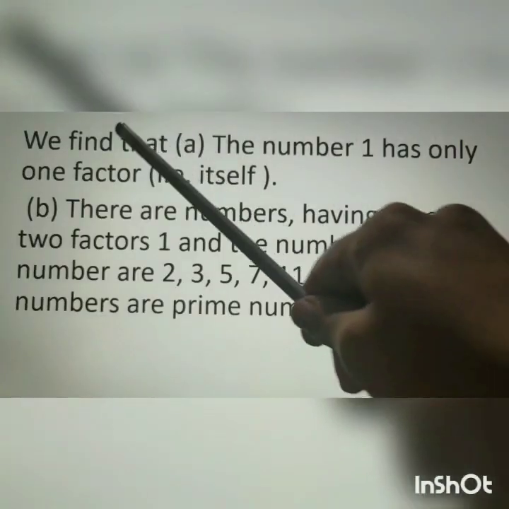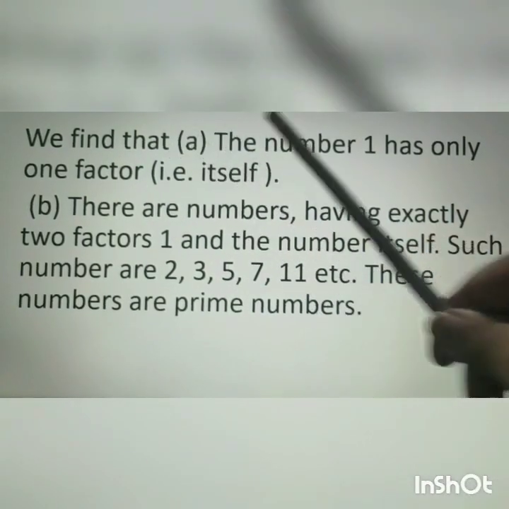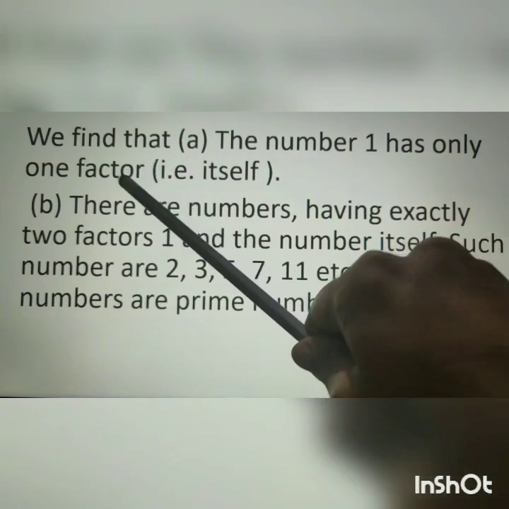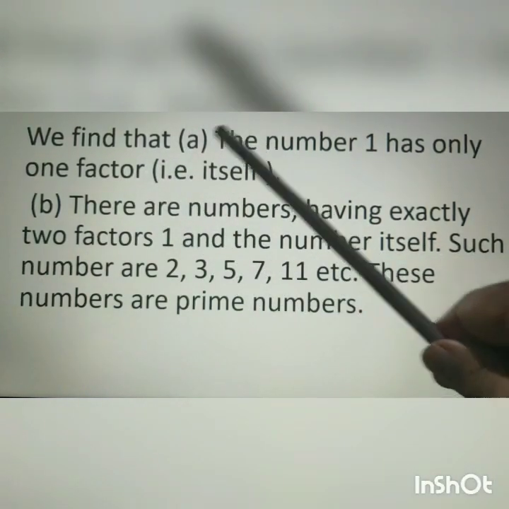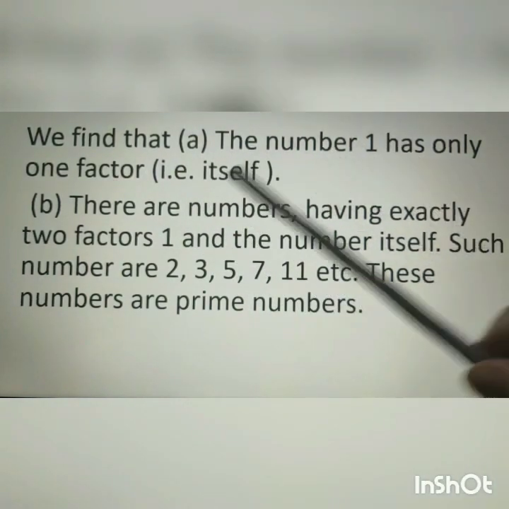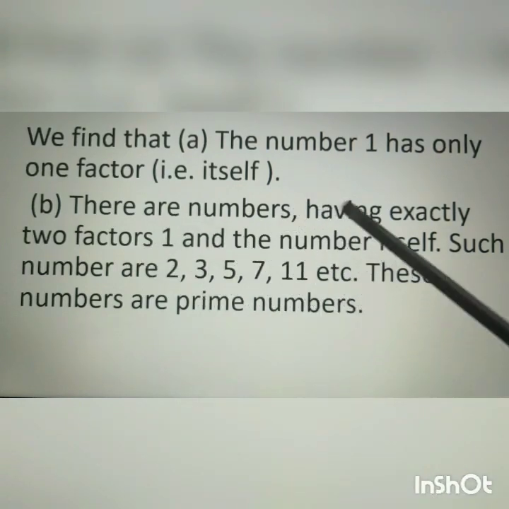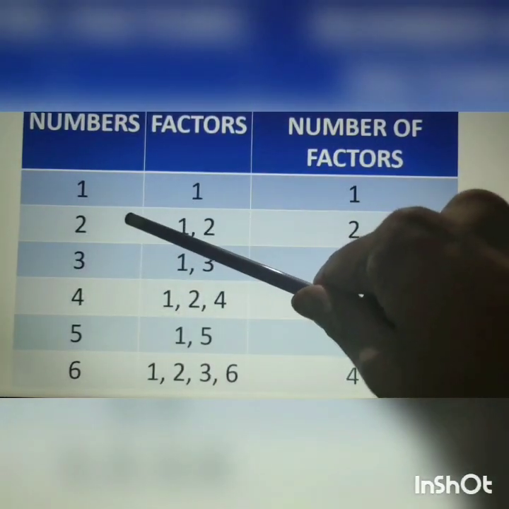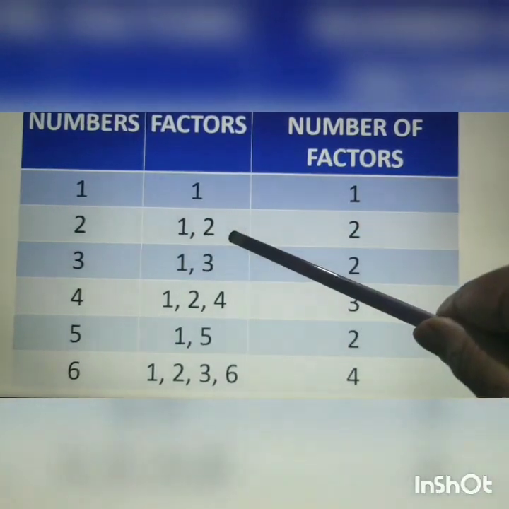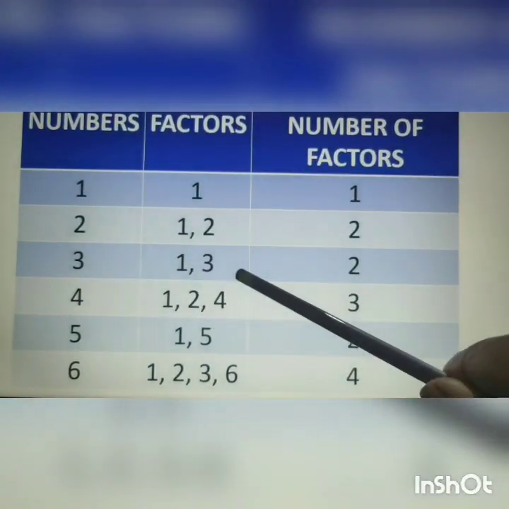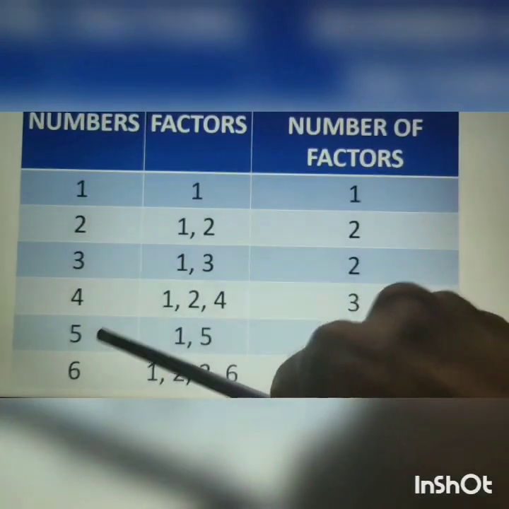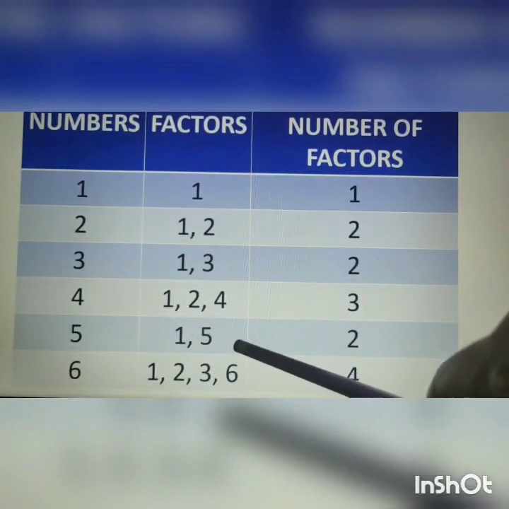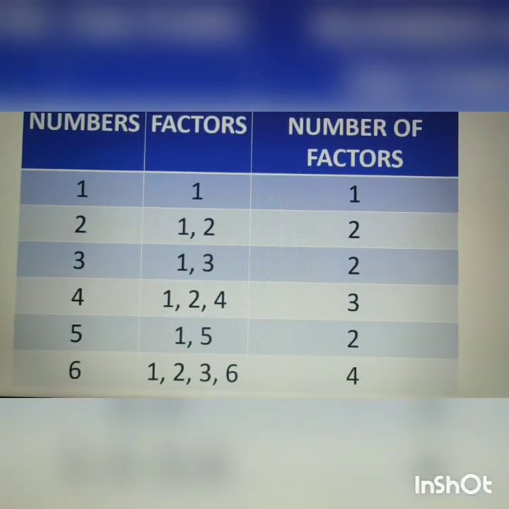From the table, we find that the number 1 has only one factor, that is itself, and there are numbers having exactly two factors, 1 and the number itself. Here the factors of 2 are 1 and 2 itself, factors of 3 are 1 and 3, factors of 5 are 1 and 5 itself. That is, only two factors, 1 and the number itself.